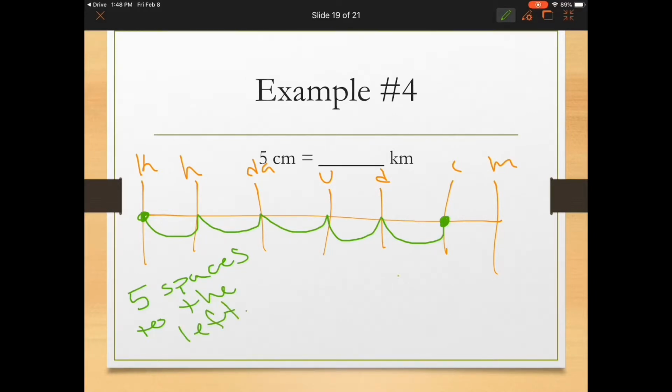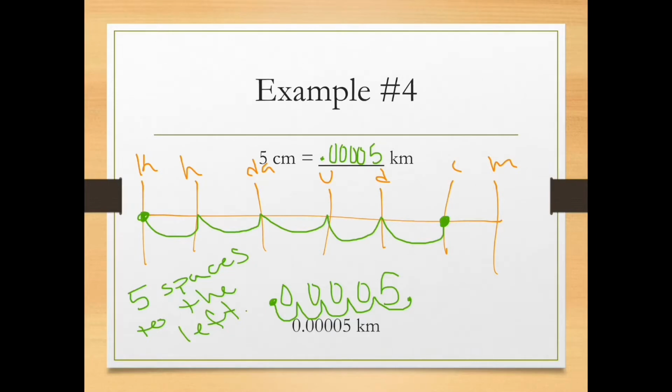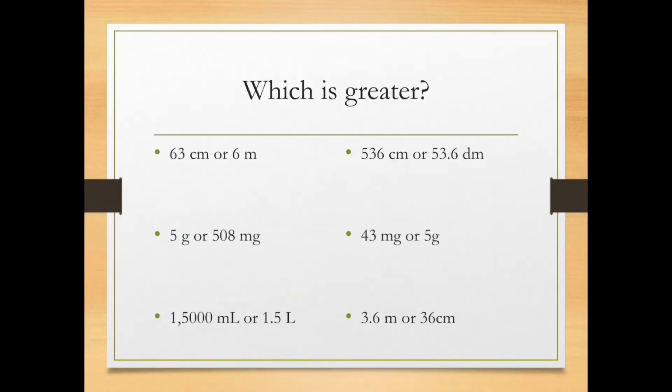All right, so now my decimal, we've got 5 centimeters here. Well, we have to move our decimal 5 spaces to the left. So let's do that. We've got 1 jump, 2, 3, 4, 5. Now put your zeros in. All right, it looks like we have 0.00005 kilometers. Is that correct? Yes, it is.